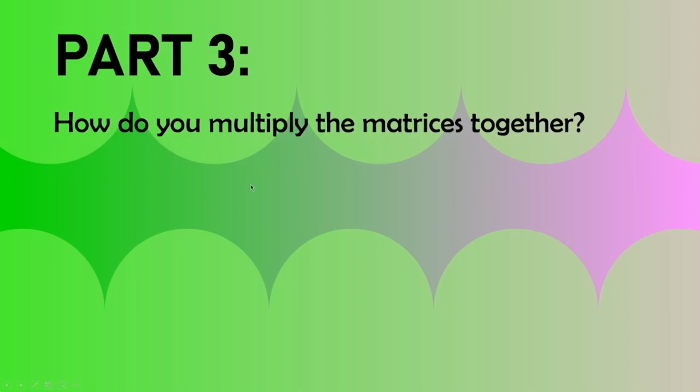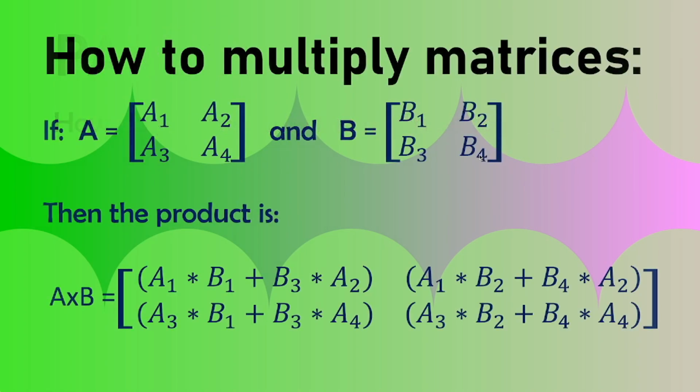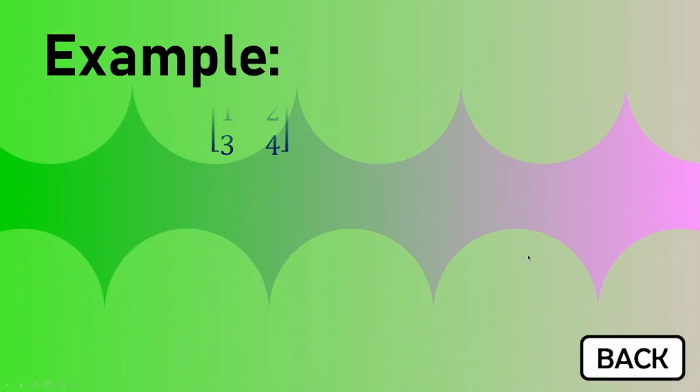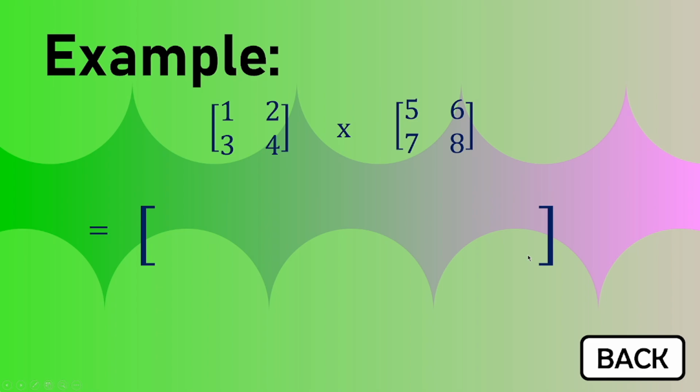Part 3. How do you multiply the matrices? As you can see, the way to multiply matrices is very complicated. Luckily, there is an easier way. As you can see in the example, we have to multiply the matrix 1, 2, 3, and 4 by 5, 6, 7, and 8. And they're both 2 by 2s, meaning we can multiply them.